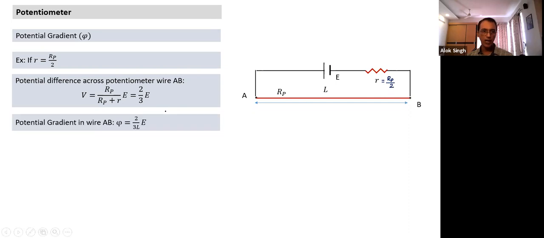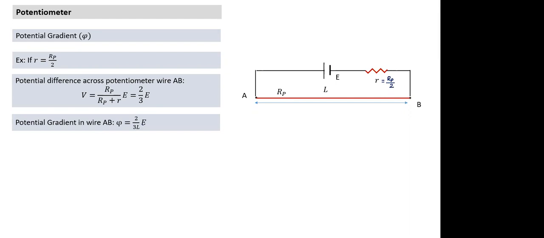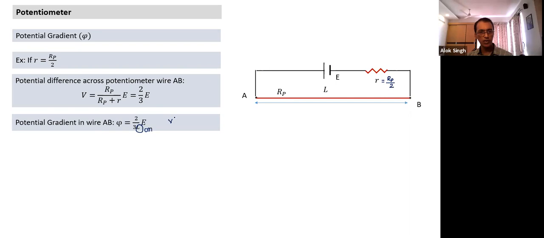And if I divide by L, that becomes the potential gradient. If I write L in centimeters, the potential gradient will come in volts per centimeter. If I take L in meters, it will come in volts per meter. Depending on what unit I use for length, accordingly the potential gradient will vary. So calculation of potential gradient is pretty straightforward.